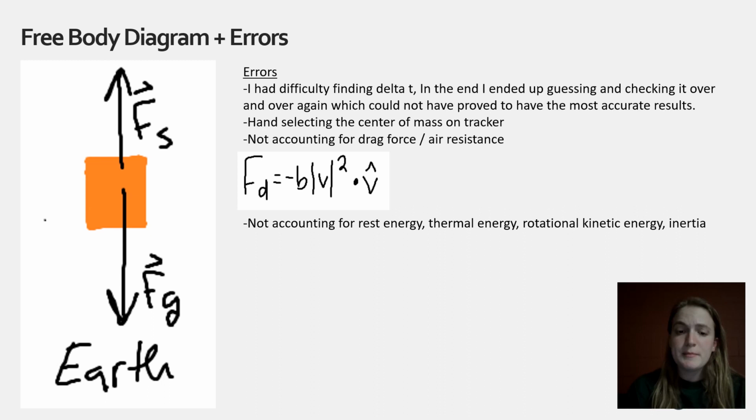Now for the errors in this experiment, I did have a lot of difficulty finding delta T in the coding, and for that, I had to guess and check a lot, which could have proved to have less than accurate results. I also could not account for drag force or air resistance, which would have been solved using the equation here. And on Tracker, I had to hand select the center of mass, which as you know is not very accurate. And I also could not account for a lot of other energies that could have been involved in this experiment.